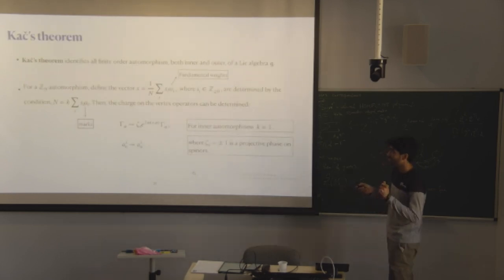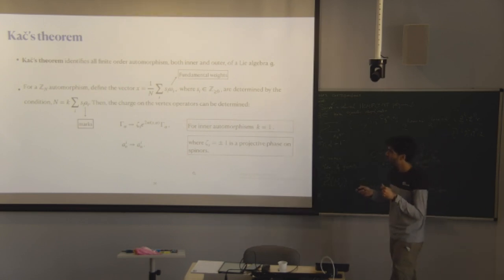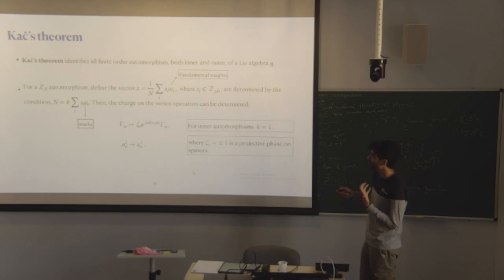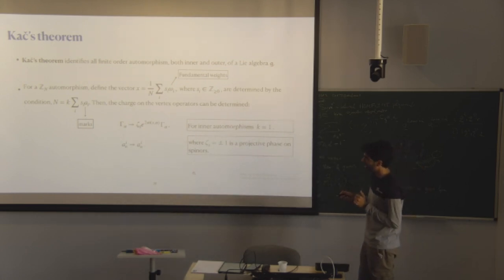So the inner automorphisms of the Lie algebra are known from Kac's theorem. What you do is you define an X vector in terms of the fundamental weights of your finite Lie algebra with some positive numbers s_i, which can be obtained from the marks of the Lie algebra, and then you can define the action of the inner automorphism lifted to the vertex operator algebras. So the gamma alpha etc.